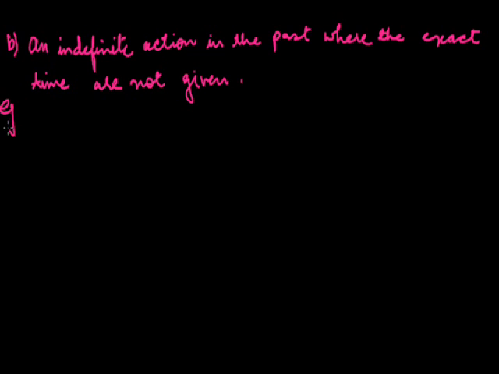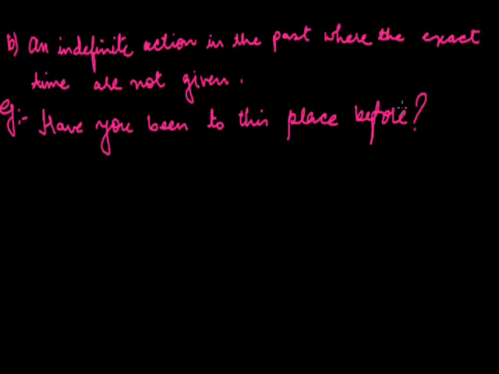For example, have you been to this place before? Have you been to this place? So here no specific time in the past is given, or the action is emphasized more than any other thing. Okay, so we use present perfect tense over here.